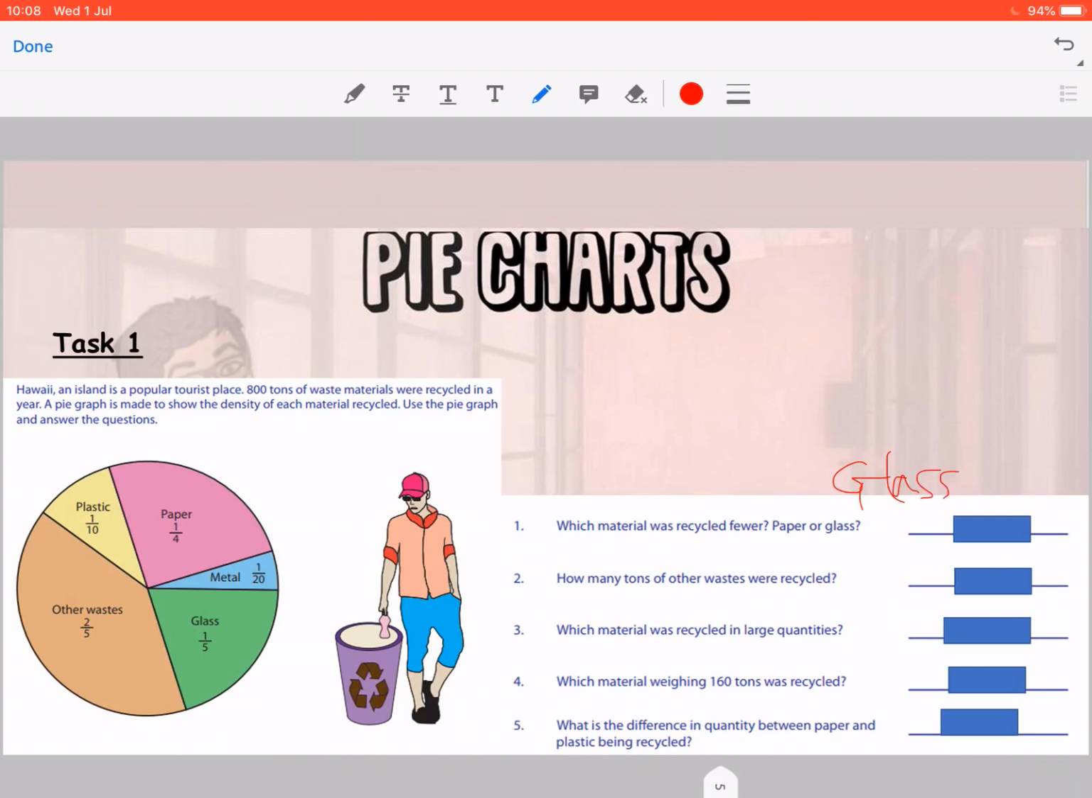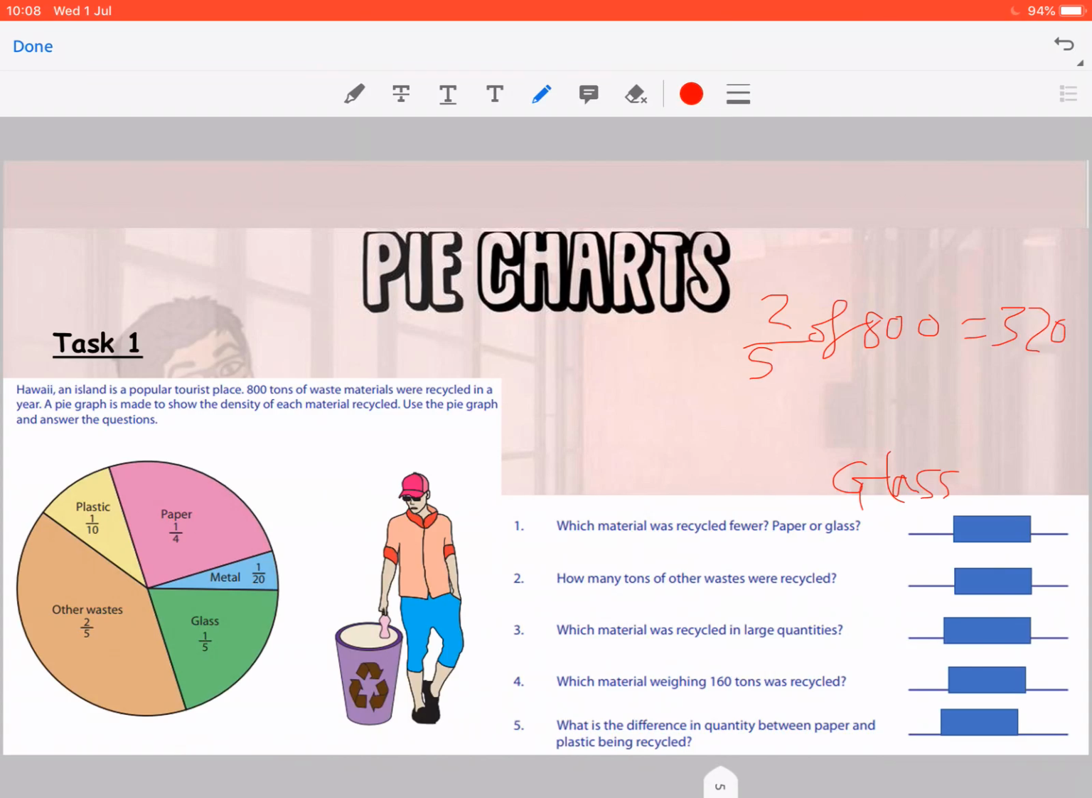How many tons of other were recycled? Other waste is 2/5. Now the number we're dealing with is 800, so it's going to be working out 2/5 of 800. So you divide 800 by 5, which gives you 160, times by 2 gives you 320.